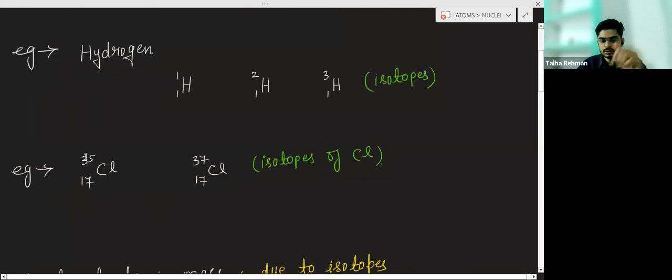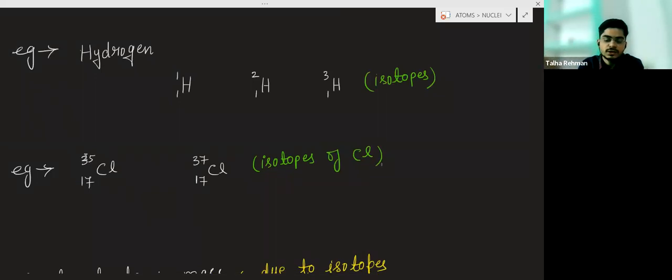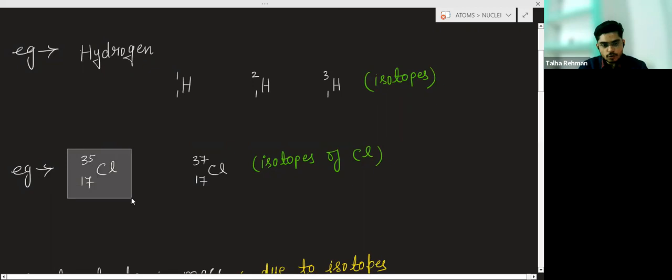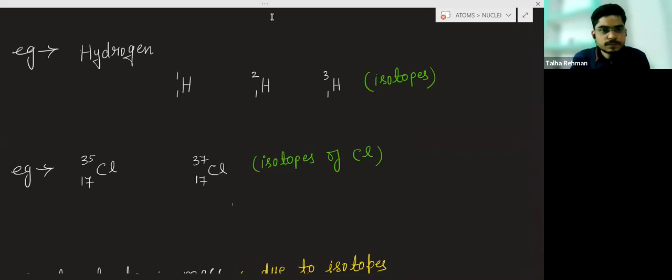Now we will discuss the significance of isotopes. In nature, chlorine you will find in 2 forms. One form of chlorine atom you will find like this. Another form of chlorine will be like this.